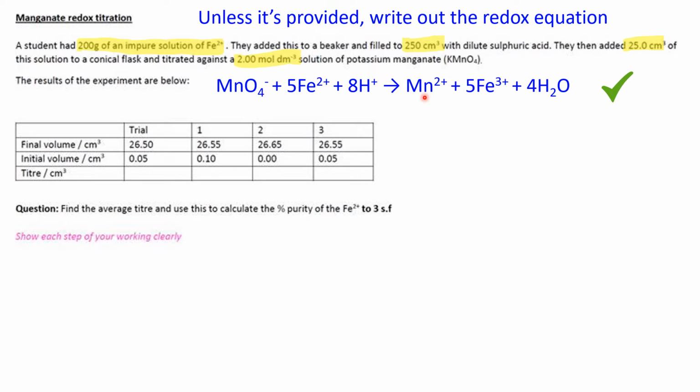If you do the oxidation numbers, the manganese in manganate is +7, and it's reduced back down to +2. That means a gain of 5 electrons. Just repeating that: going from +7 to +2 means you gain 5 electrons.